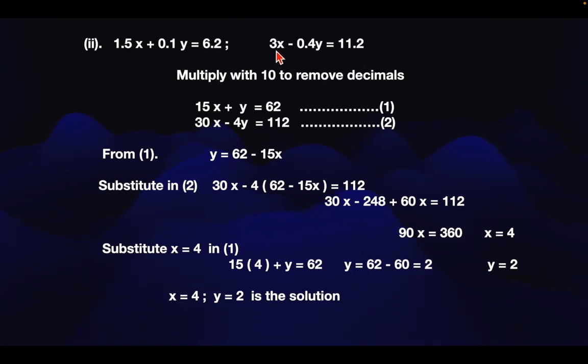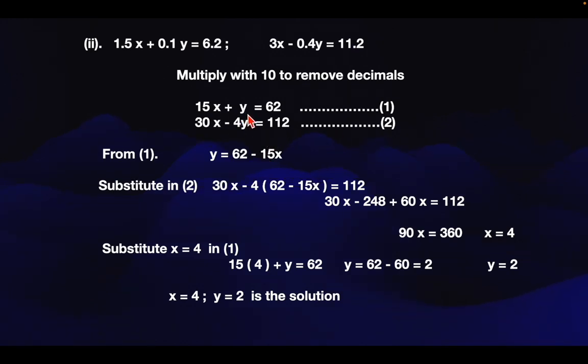Multiply by 10. So 3 into 10 is 30x. 0.4, the point shifts here, so it becomes 4 minus 4y. The point shifts to the right, so it is 112. So this is the second equation.